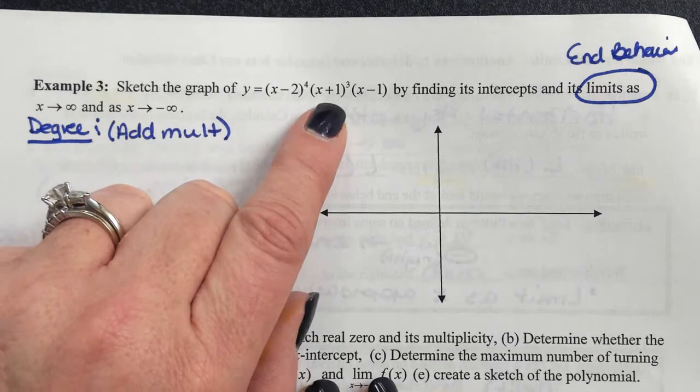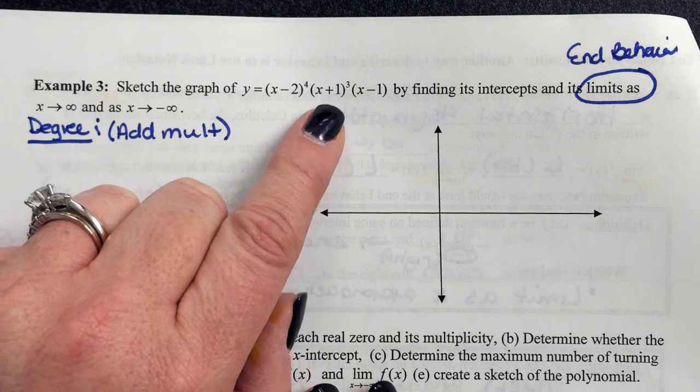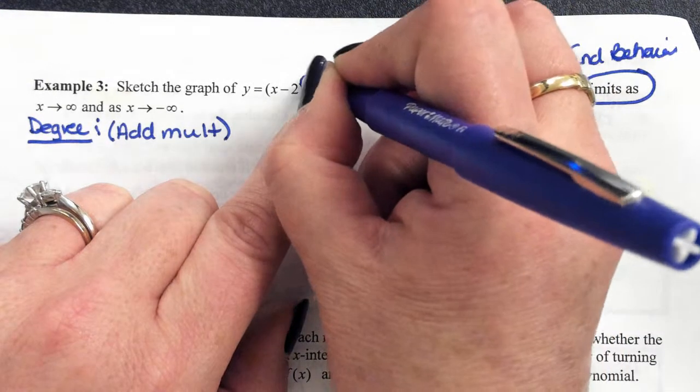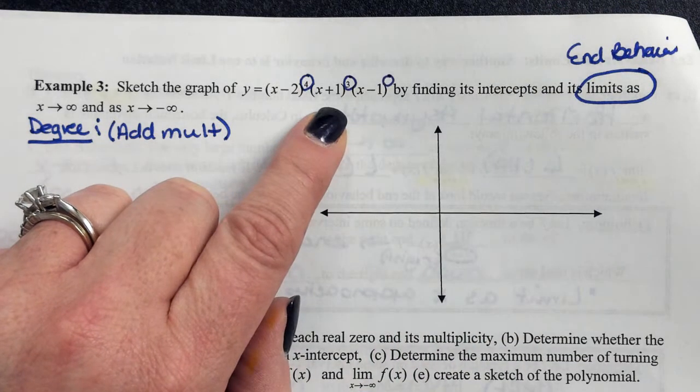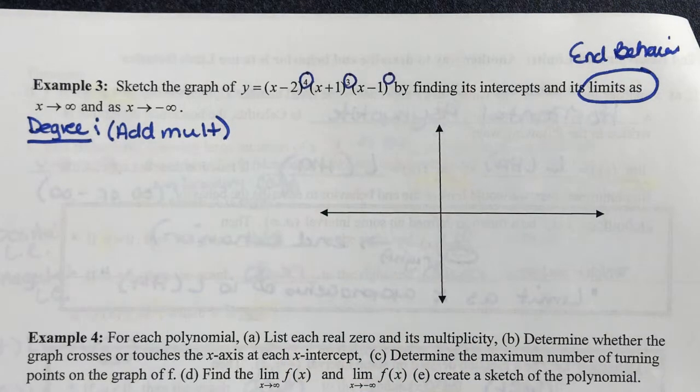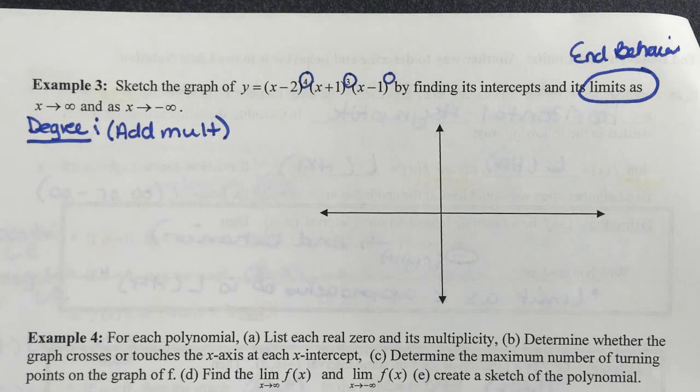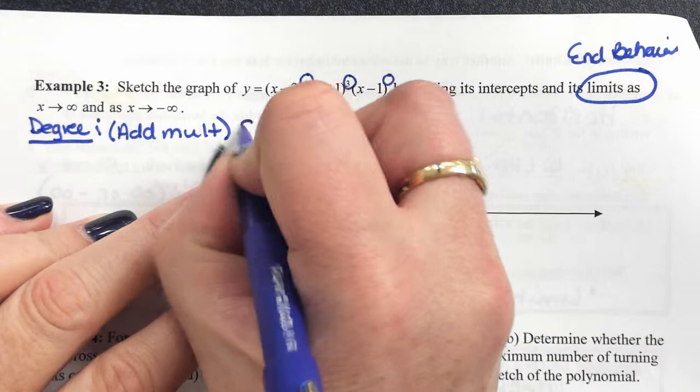Take a look at the factored form of this particular polynomial. You have a multiplicity of 4, a multiplicity of 3, a multiplicity of 1. If I was to actually multiply, FOIL, and do everything, the largest exponent for x would be the sum of all the multiplicities of the factors. So what's the degree going to be? 8. So I know it's an 8th degree.